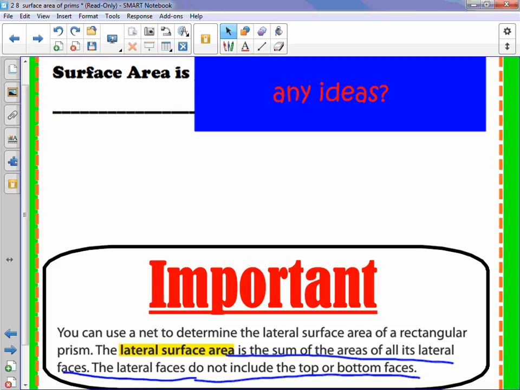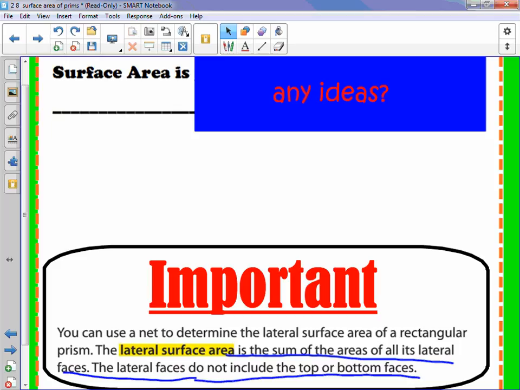So surface area and volume. We are going to spend a few days on surface area. We're going to talk about surface area of prisms today, and tomorrow will be surface area of pyramids. Those are the two we're going to go through. For surface area, starting off, does anybody even know what surface area is?